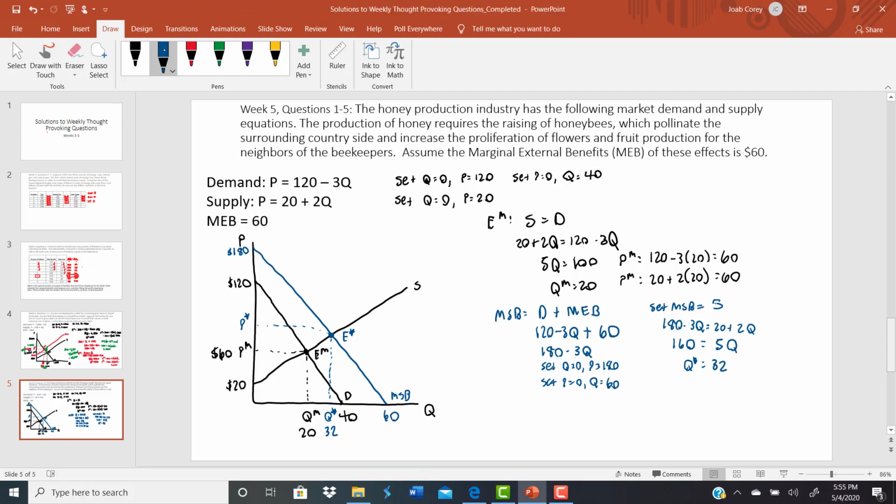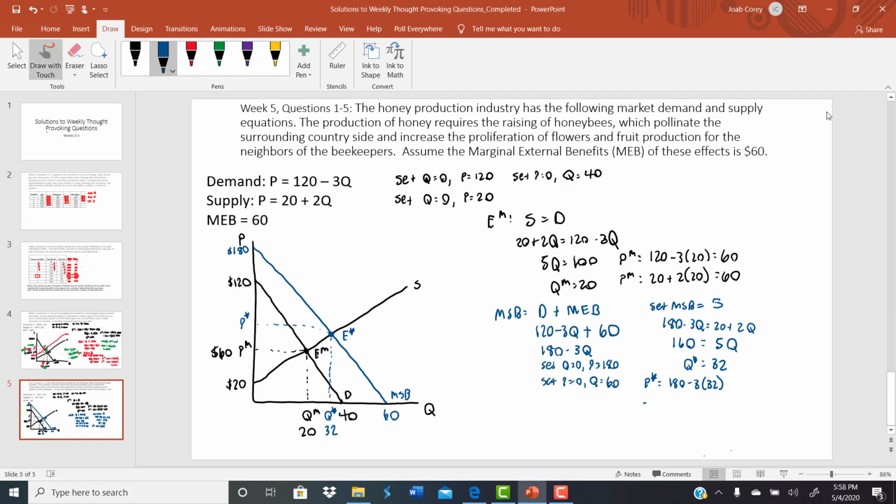Then we can plug that into either or both equations, either MSB or original supply, and we should get our P star. So our P star is equal to 180 minus 3 times 32, or you can plug it into the supply equation, P star equal to 20 plus 2 times 32. Either way you do it, you should get the same number, and that number is 84. So as is typically the case with positive externalities, the price is too low, and the quantity that we are producing is too low.